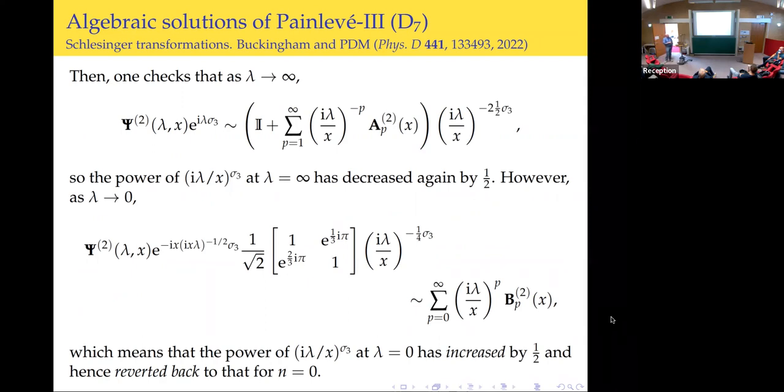But at 0, when we take the second solution and we multiply by these factors, now we just have again this series without any coefficient at all. And that means that the power of lambda over x at 0 has now increased by a half, which undid what we did before. So before we decreased, and now we increased, and now we're back to where we started. So this is what's happening: every time I apply this transformation to increment the index n, the exponent at infinity is increasing or decreasing, whatever. It's going the same direction over and over again, whereas the one at 0 is just oscillating back and forth. That's what you discover by doing this calculation.